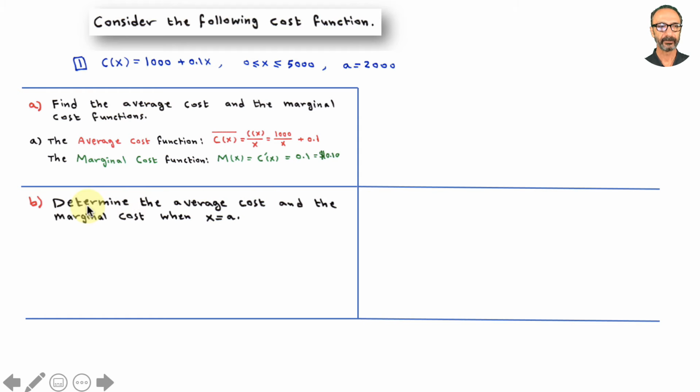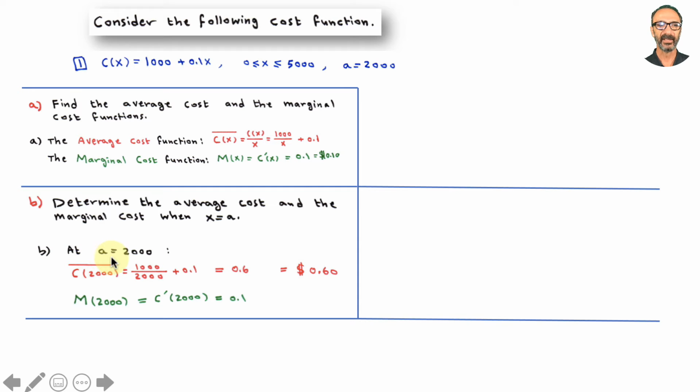Part B. Determine the average cost and the marginal cost when x equals a. In our case, 2000. You just have to plug in the number. At a equals 2000, just plug in the number in C with a bar on it as an average. 0.6. 60 cents.